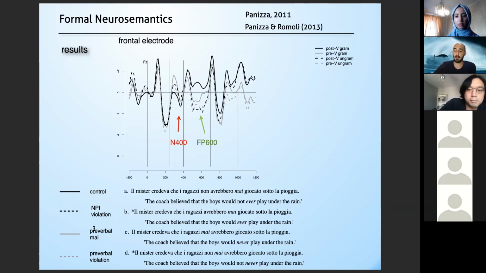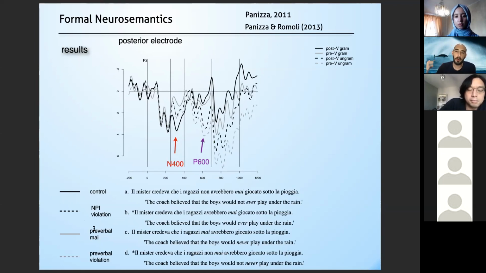This is just the frontal electrode. Now, if you move to the posterior electrodes, the N400 is just there because it's distributed centrally, but you also see the P600, the posterior P600, which is expected for the ungrammatical condition, and that's exactly where we find it.